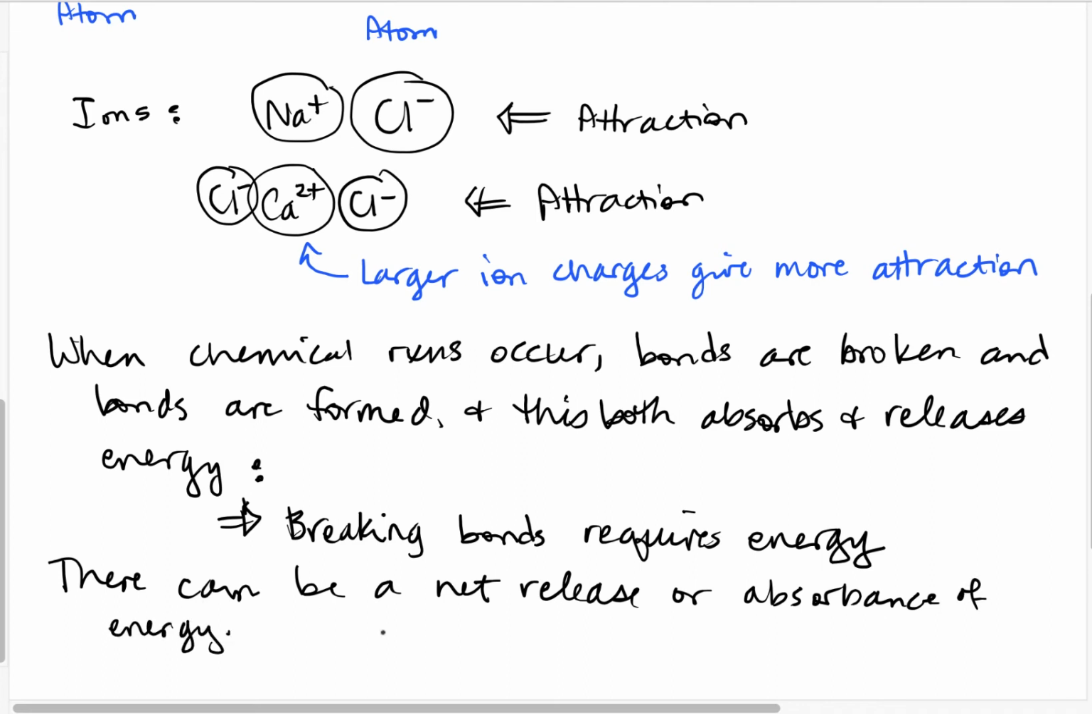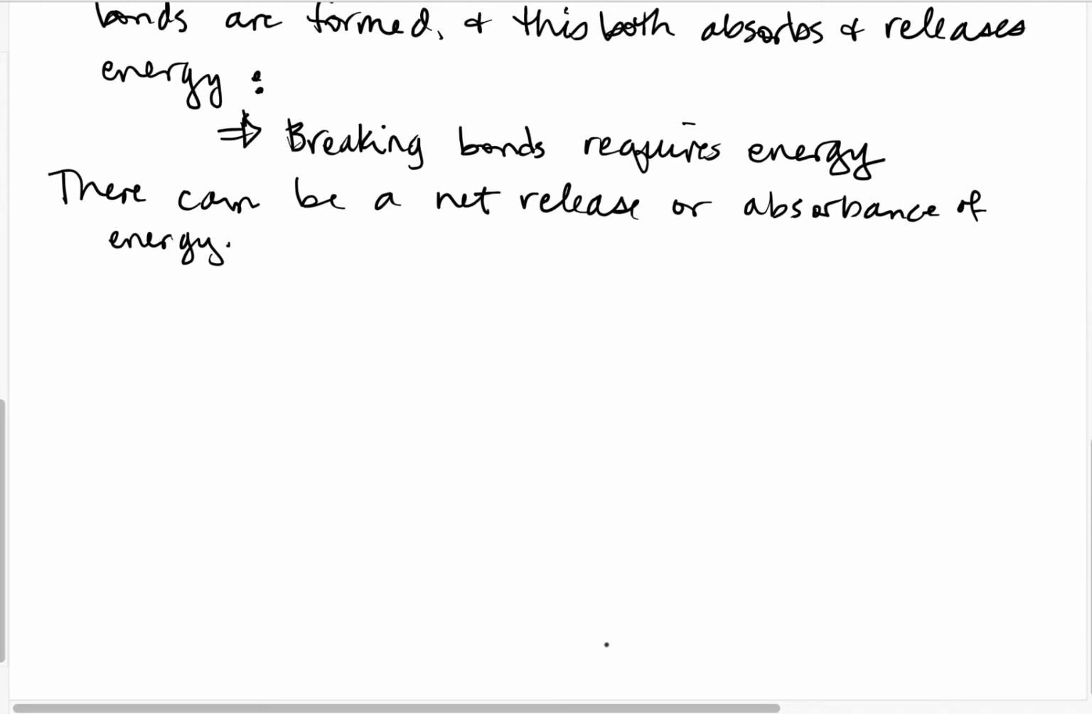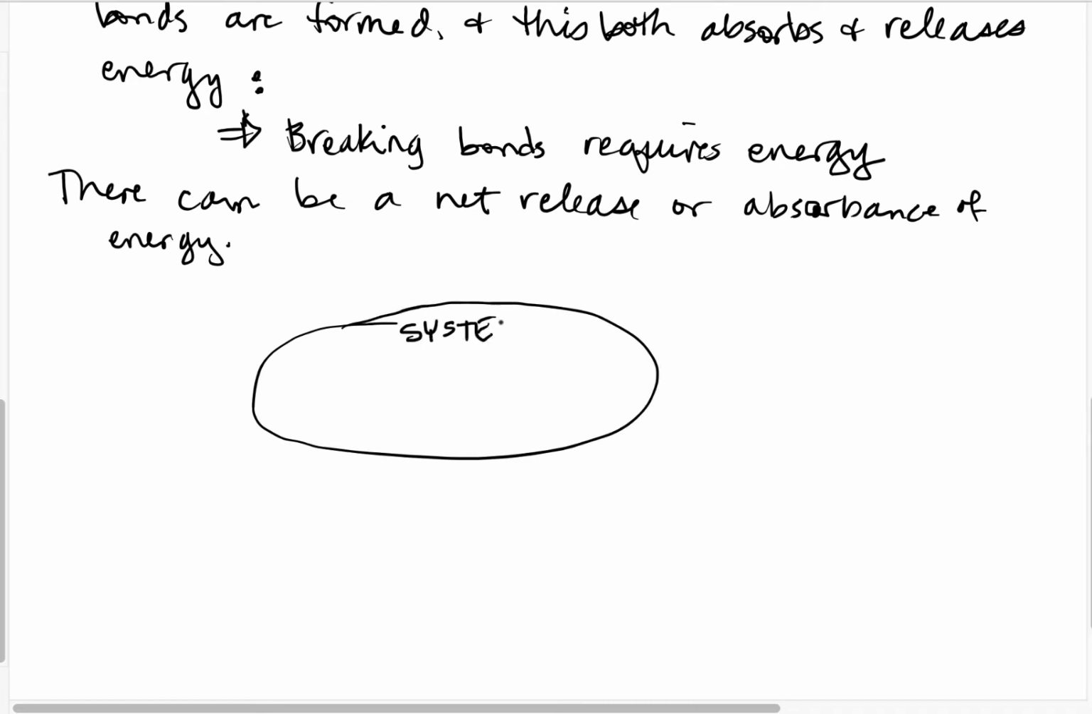So in order for us to talk about this release and absorbance of energy, we need to be able to talk about where the energy is starting and where it is ending. And so when we talk about this, we're going to talk about our system, and that's usually the chemical reaction, or where the reaction is taking place. And then we're going to talk about the surroundings, which is everything else.